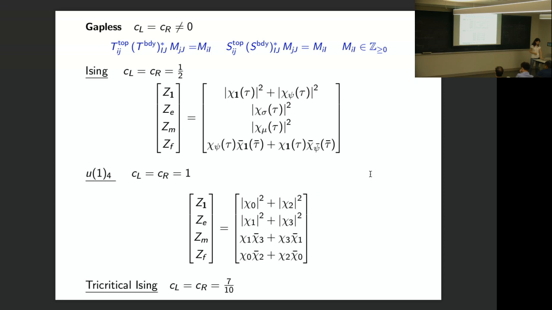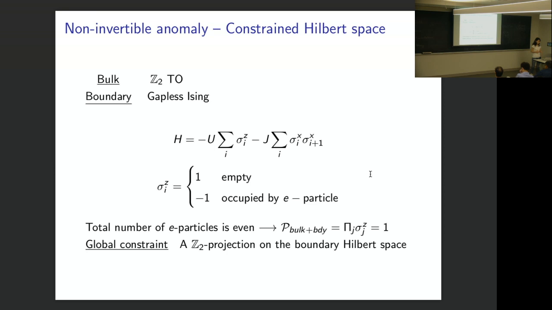So we have seen how it works. Now let me present what a non-invertible anomaly means physically. One physical meaning is that it indicates a constrained Hilbert space.